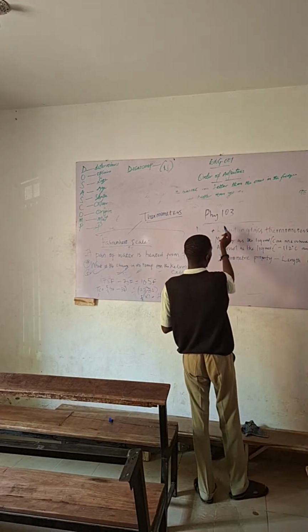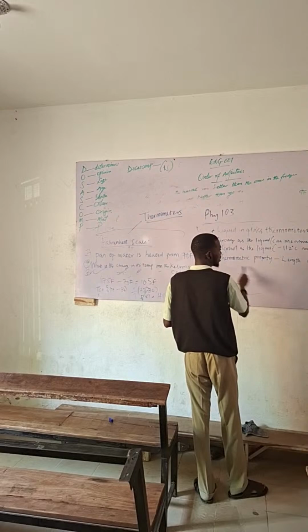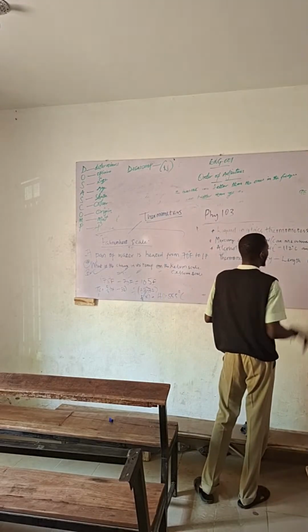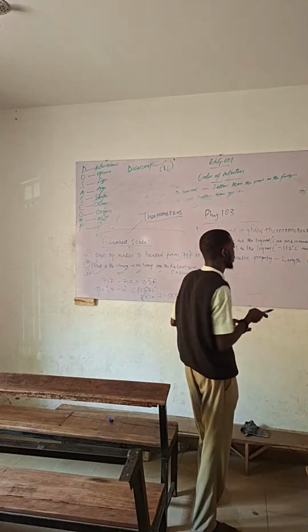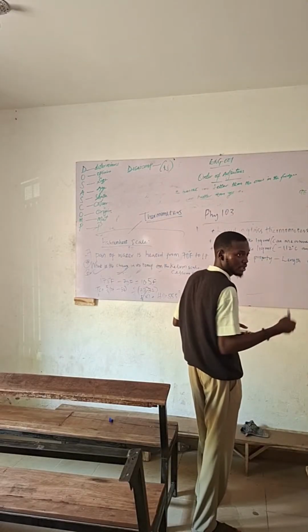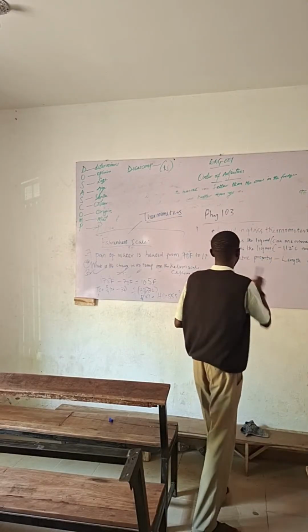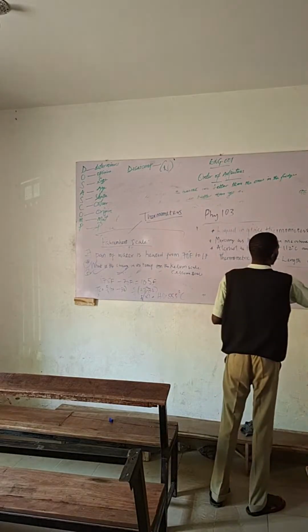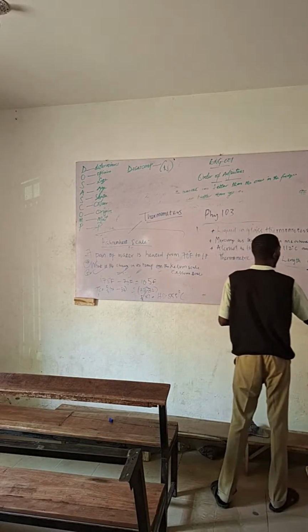So for this type of thermometer, the liquid-in-glass, the thermometric property is the length of the liquid. If you use any of these thermometers, the length of the liquid will increase. So that's the thermometric property.